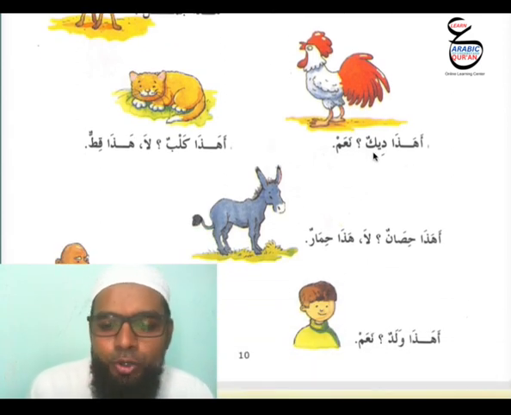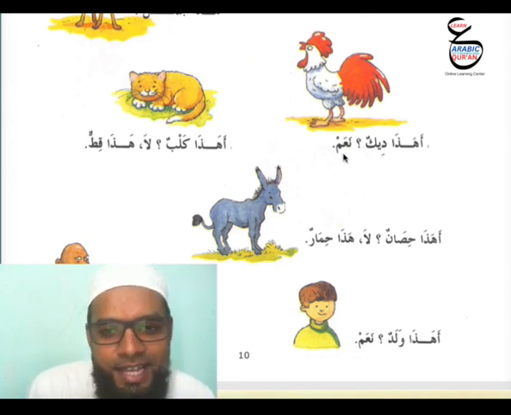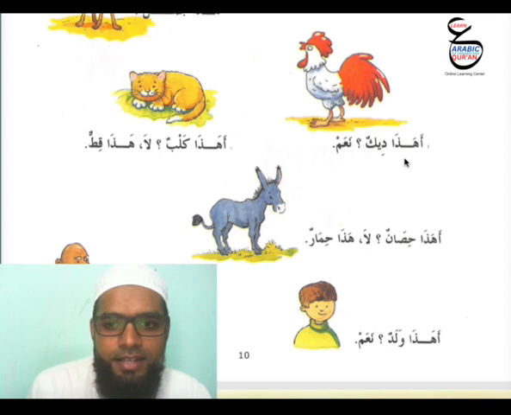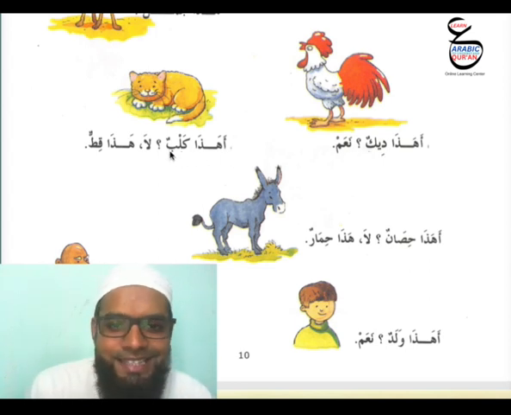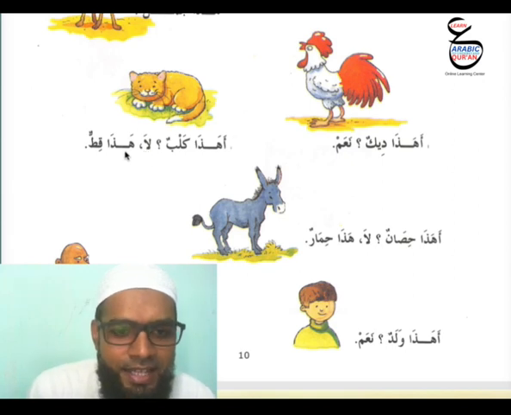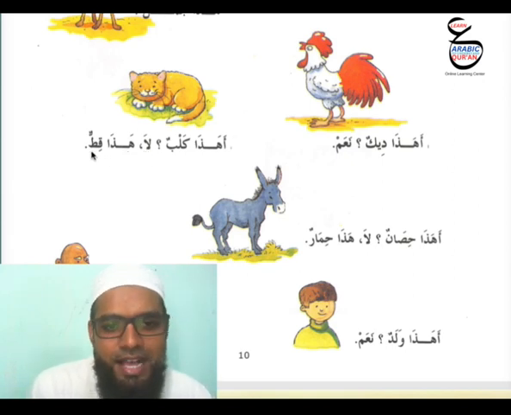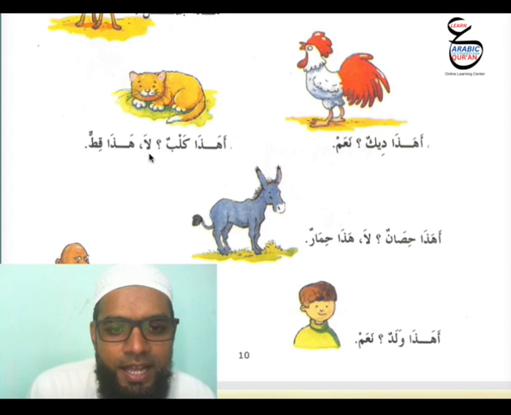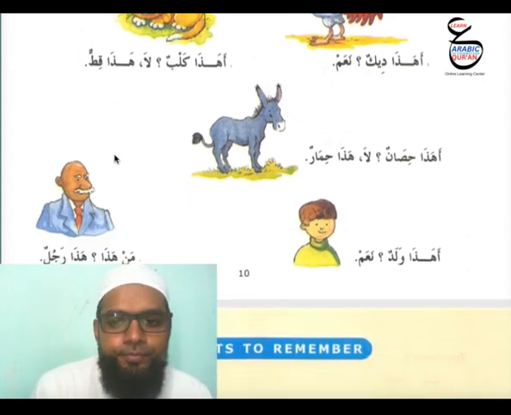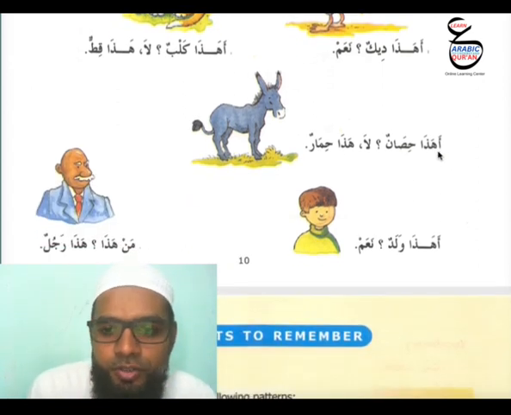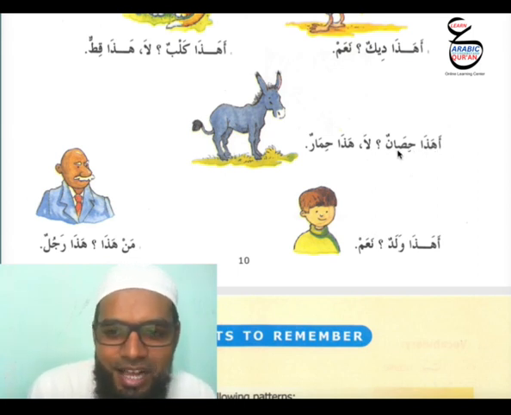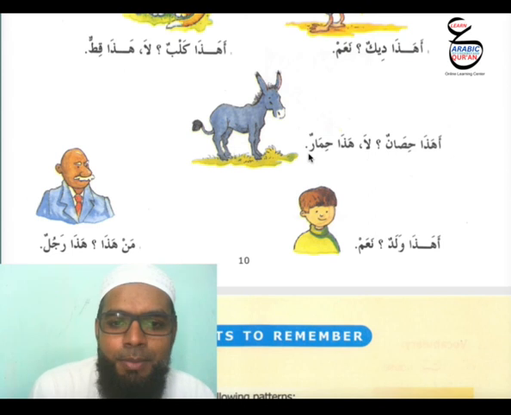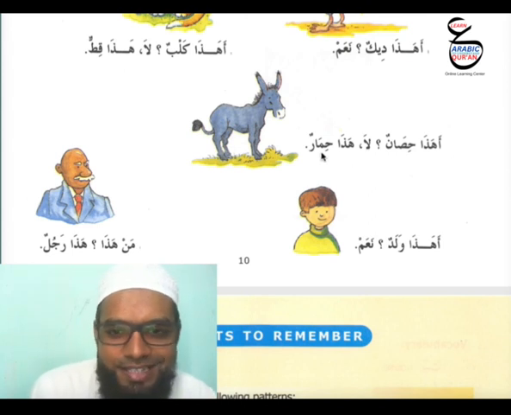Ahada dikun, is this a rooster? Just only need to write the answer. Naam, yes, हाँ. क्या ये मुर्गा है? हाँ. अहादा कल्बुन, is this a dog? ला, नहीं. हादा कित्तुन, this is a cat. क्या ये कुत्ता है? नहीं, ये बिल्ली है. अहादा हिसानुन, क्या ये घोड़ा है? Is this a horse? ला, हादा हिमारुन, no, this is a donkey.